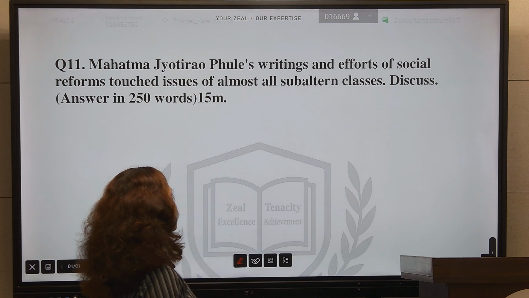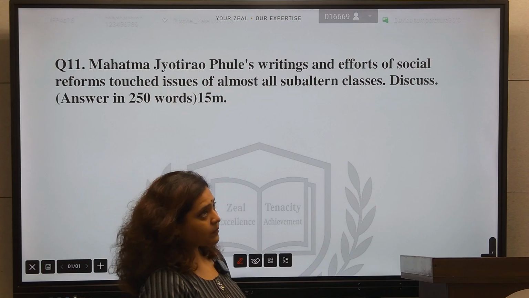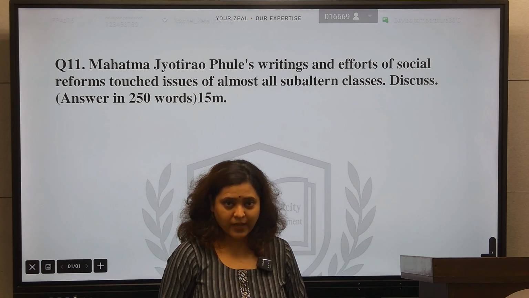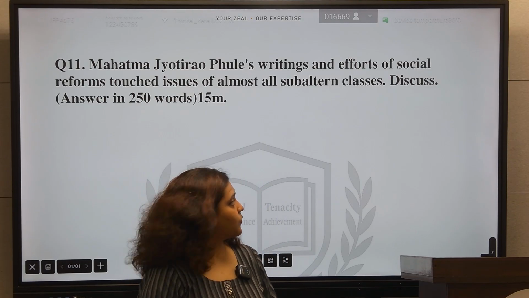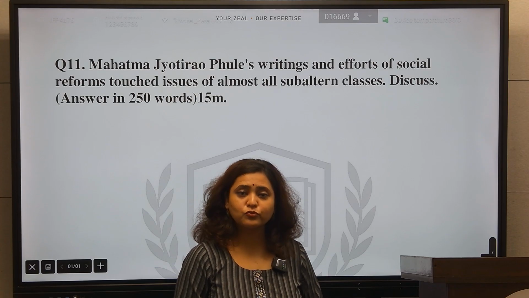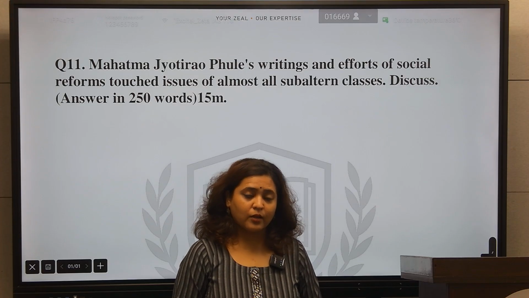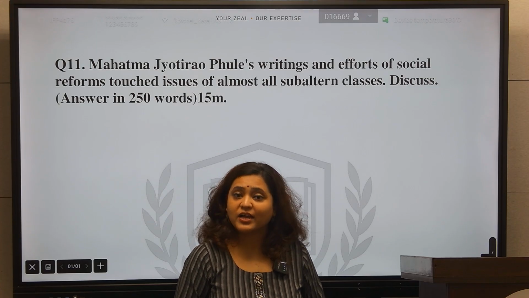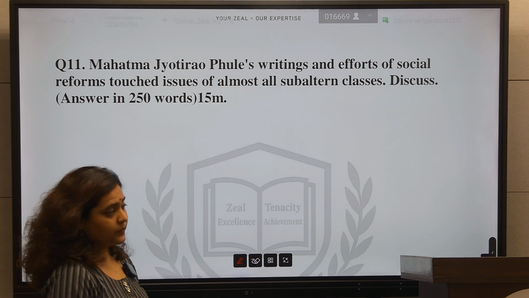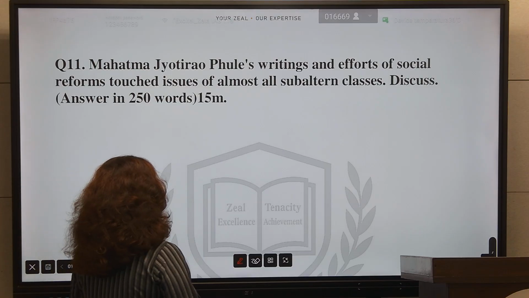This is the introduction. Now, in the 19th century, the society was divided into two major groups, the orthodox group and the rationalist group. Mahatma Jyotirao Phule belonged to the rationalist group. Now, what is a subaltern class, if you ask?